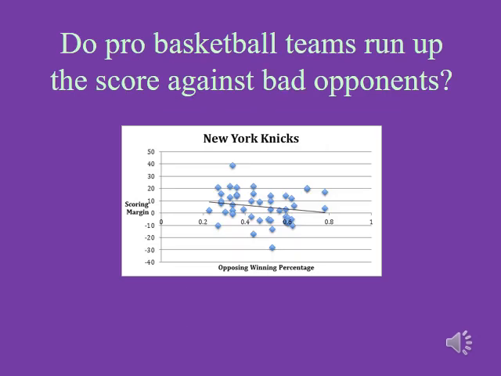The headline for this graph did it say, do pro basketball teams run up the score against bad opponents? And the answer is yeah, sometimes. They are showing you a scatter plot here, which is looking at the winning percentage of the opposing team and what the scoring margin was when the New York Knicks played them. And the idea was that typically the better the team you're playing was, the lower that scoring margin is likely to be. Now, you notice this is a pretty wide variation. It's not packed real close together. So that's why I said, yeah, sometimes.